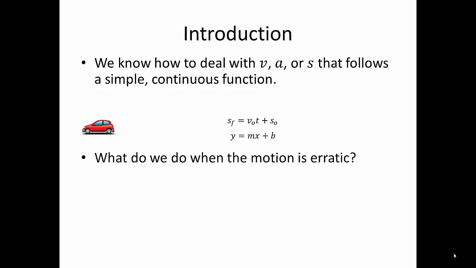So what do we do when the motion is erratic? Erratic motion is motion that is not consistent. It's not constant. It can be represented by many functions rather than just one function.